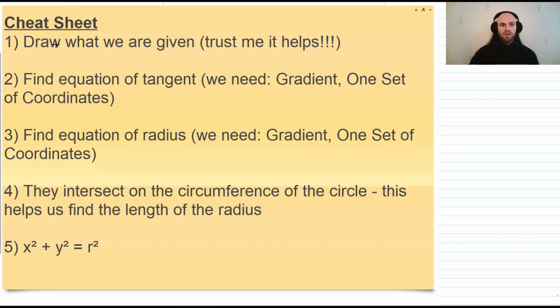If we look at the cheat sheet, we are going to draw what we are given, because trust me, it does help you. Find an equation of the tangent. And to find an equation, we're going to need the gradient and one set of coordinates. Part 3, we're going to find an equation of the radius. And again, we need the gradient and one set of coordinates, or an equation of a line. And number 4, the tangent and the radius are going to intersect on the circumference of the circle. This helps us to find the length of the radius. And we're going to bear in mind that the equation for a circle with the center at the origin is going to be x squared plus y squared equals r squared.